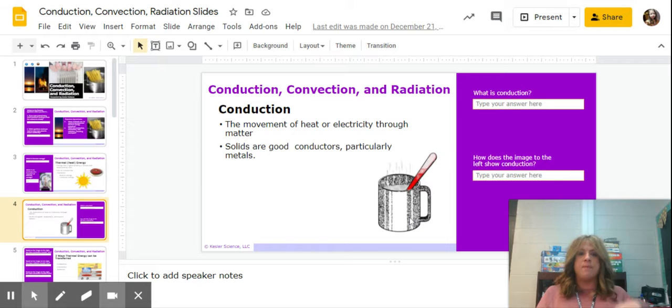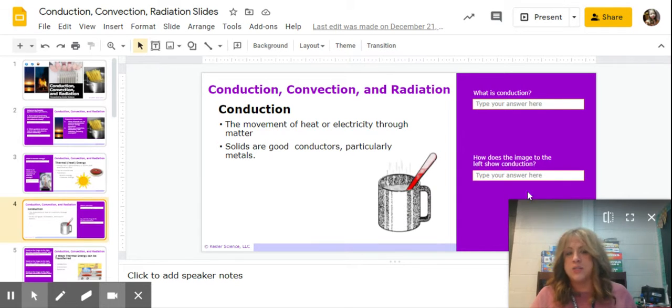Well, this is a metal cup and, I would say, a metal spoon. When that metal cup is hot, you see the steam here. Well, you have the cup and you have the spoon touching that cup. That hotness from that cup is now turning that spoon hot. You see the red here? That means it's turning it hot. So how does the image to the left show conduction? Well, it's transferring the heat. The cup is touching the spoon, transferring the heat from the cup to the spoon. That is what I want you to write there.